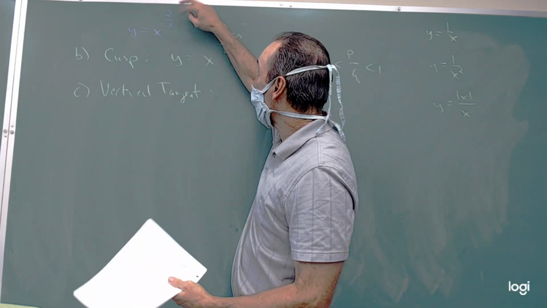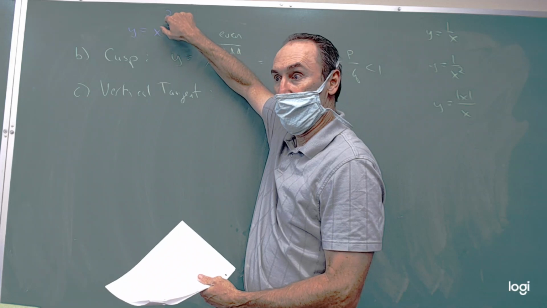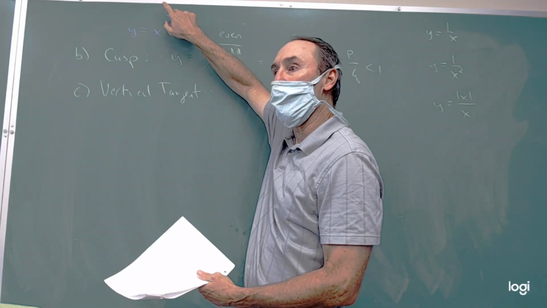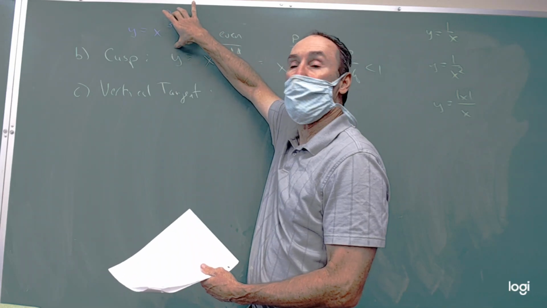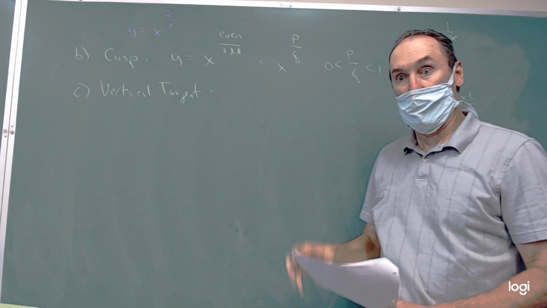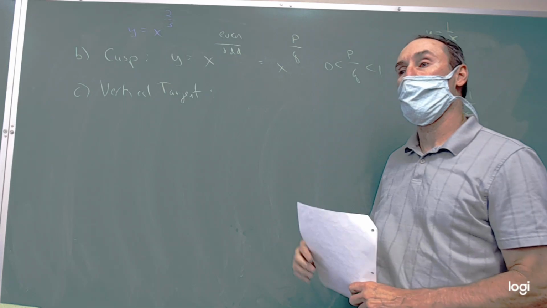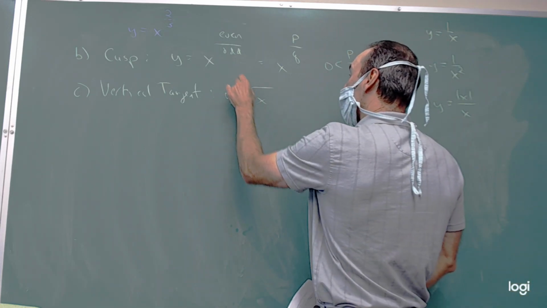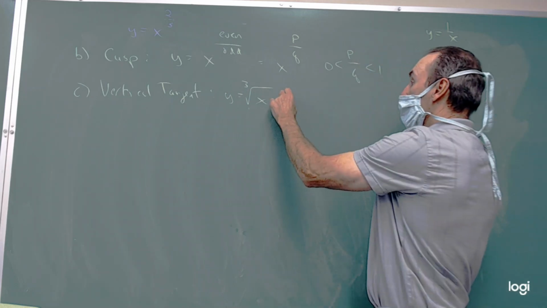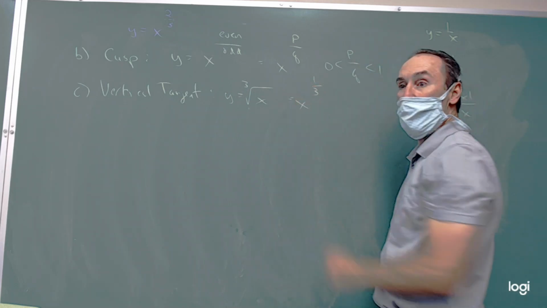Well, if you remember this, you say, oh, it's even over odd. So any even over odd, 4 over 7, 8 over 19, that's going to be a cusp. So an even over odd with it less than 1 is going to give us a cusp. For vertical tangent, our exemplar is the cube root of x, which is x to the odd over odd power.